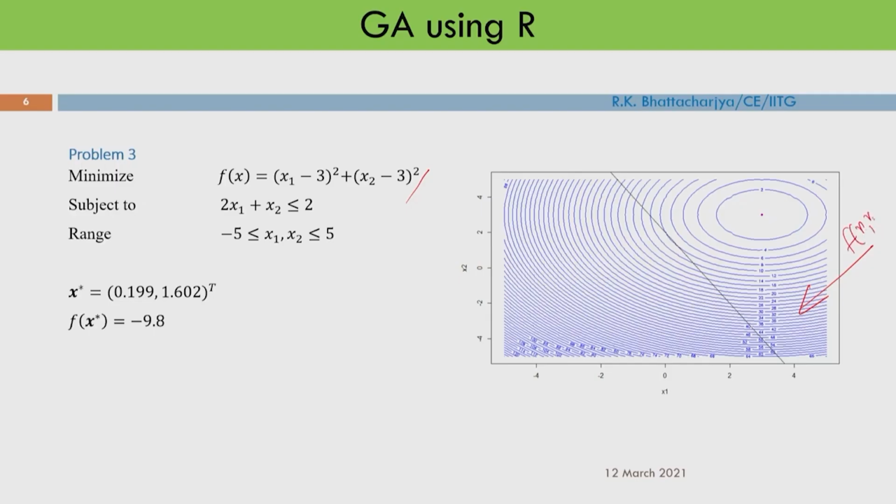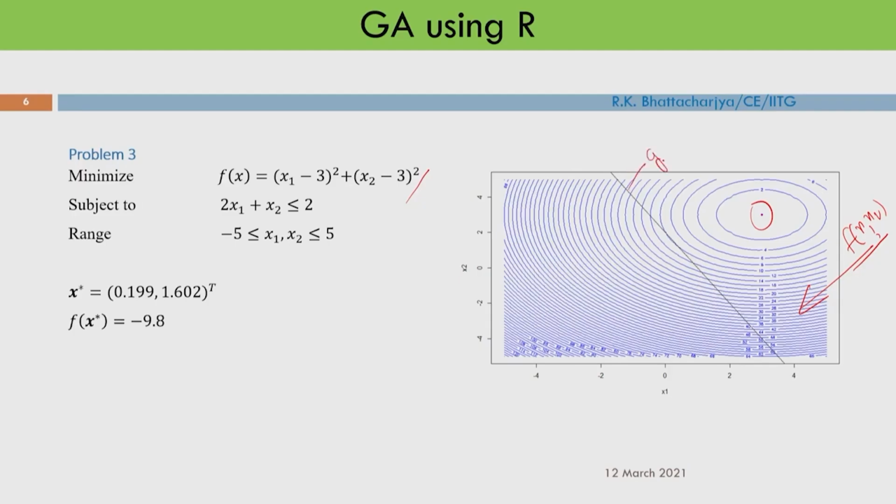Okay. So, x1 and x2. This is the function, and the unconstrained solution of this problem, the minimum point, is this, and that is 3 and 3. However, there is a constraint, and the constraint is twice x1 plus x2 less than or equal to 2, and if I plot this particular line, this is the line.